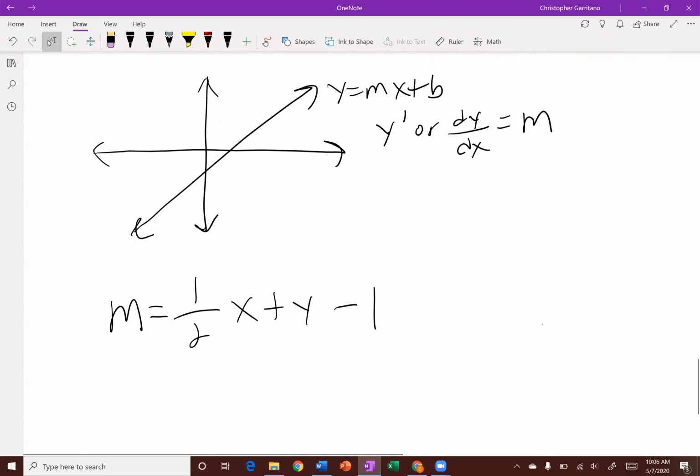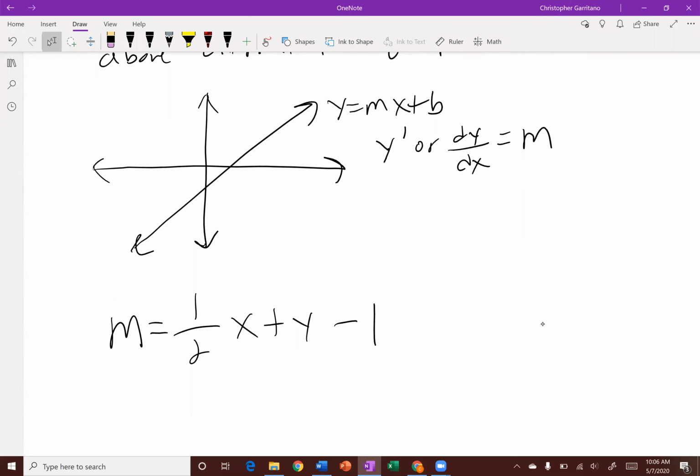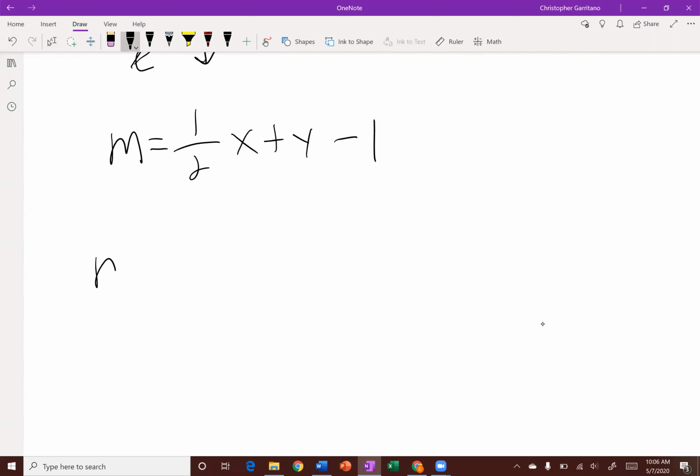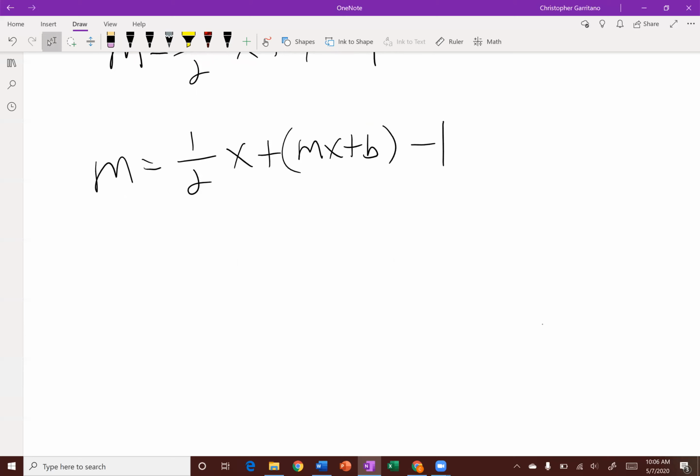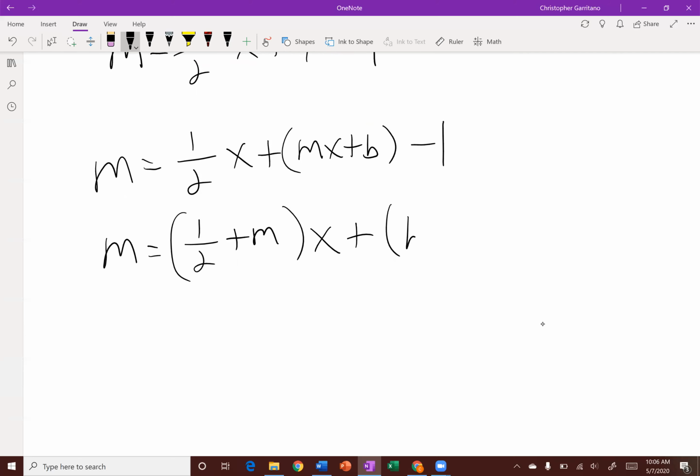Similarly, instead of writing y here, I know that y is equal to mx plus b. So I can write this as m equals 1/2 x plus mx plus b minus 1. And now I'm going to combine like terms. I'm going to combine the x terms together, and I'm going to put all the constants together. So I have m equals (1/2 plus m) times x plus (b minus 1).